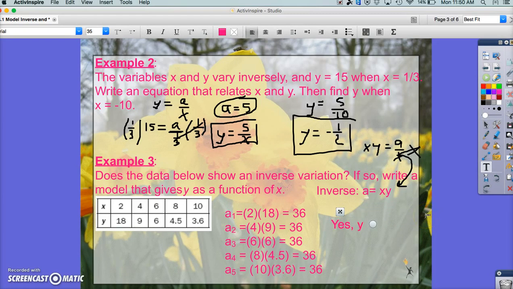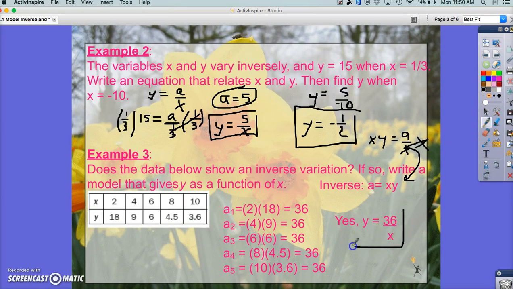My formula is y equals a over x, right? So a now, if you look here, was 36 over x. So that's our final answer. If they do not all equal the same number, it is not an inverse variation. All right, here they did, so that was my a because we had 36 for all of them. All right, so that's how you test from a table.